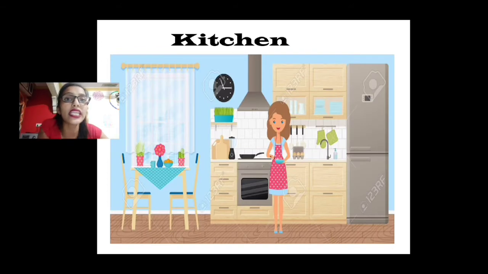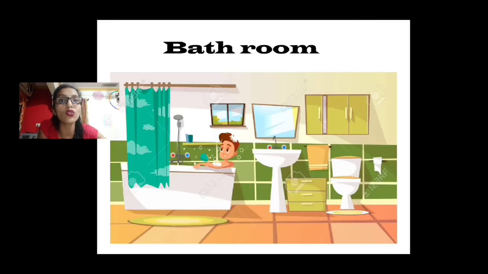Now we'll see the third most important room, where mama cooks food for you and your family. That is known as the kitchen. Now moving to the fourth and last room, the bathroom. Why is it called bathroom? Because the body is bathed in this room and it has a toilet. So it is known as bathroom.